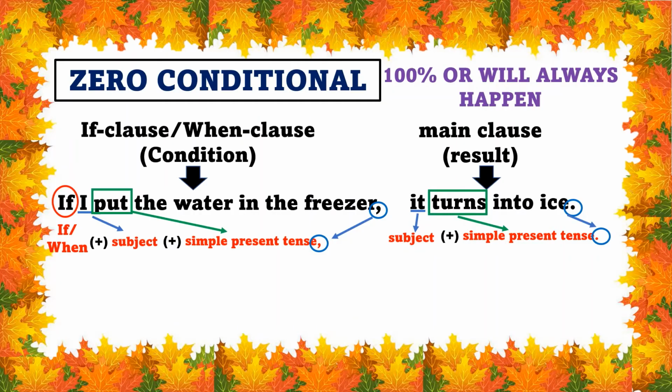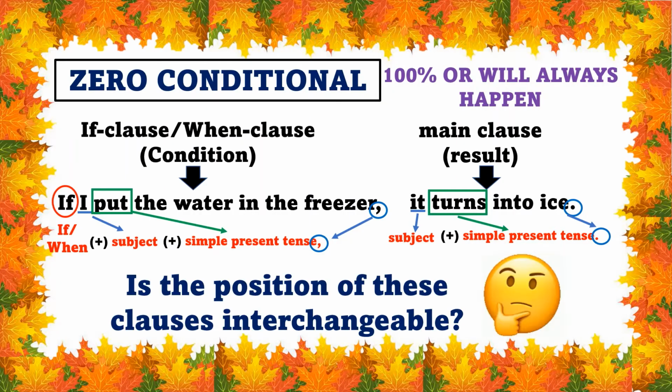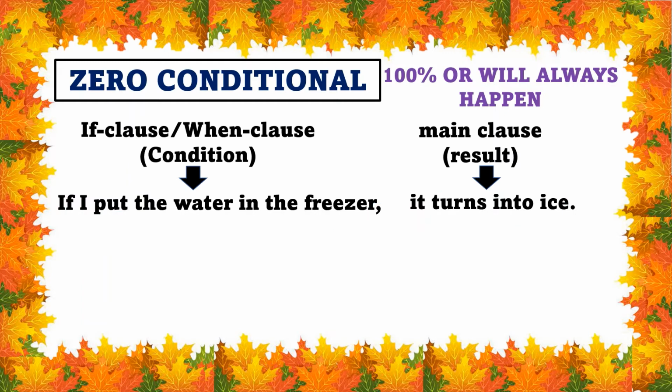Let us go back to this example. The question is, is the position of these clauses interchangeable? Can you put the main clause at the beginning of the sentence followed by the if clause or when clause? Well, the answer is yes. These two clauses are interchangeable. This time, let us change their positions. We're going to put the main clause at the beginning of the sentence followed by the if clause or the when clause. Are you ready? Okay, let's try this one.